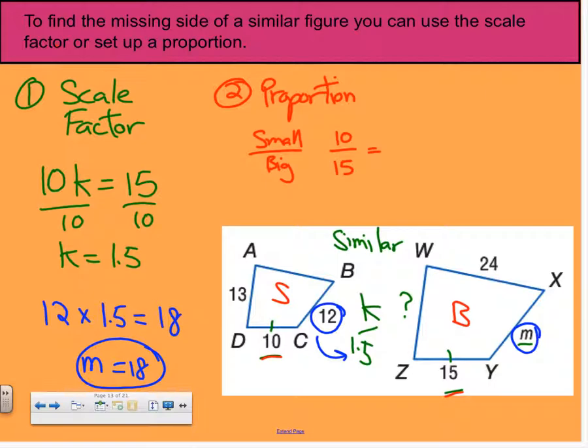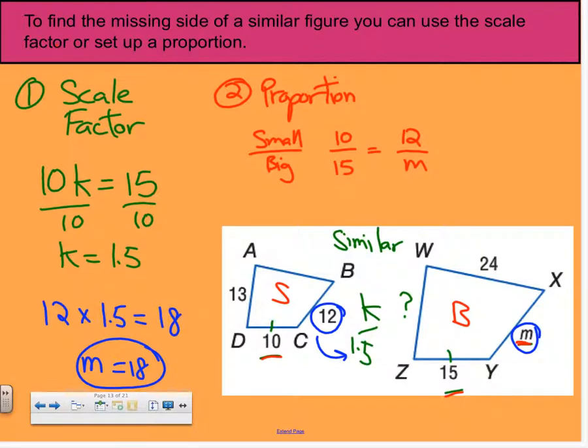And now we're going to add the missing side. The missing side is part of what triangle, small or big? This missing side is part of the big triangle, so does it go top or bottom? Bottom. And what's the corresponding side that goes with M on the small triangle? Is it 13 or 12? It would be 12. And now we have ourselves a proportion.